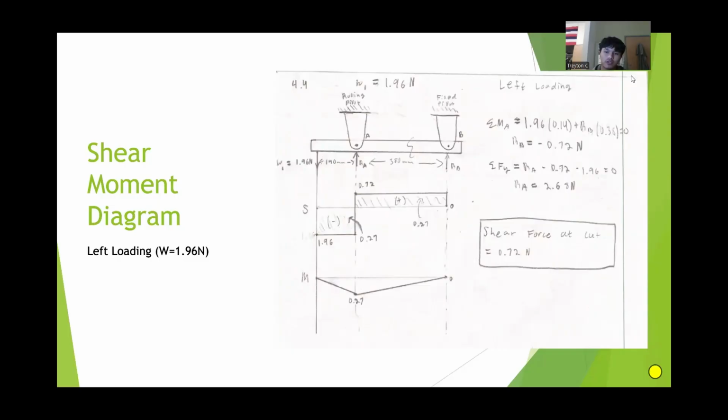So this is basically the same thing. I think we had six different weights hanging on the left, but I just did two diagrams here to show as examples. This one is a weight of 1.96 newtons, and we got a shear force at the cut of 0.72 newtons if we go directly down from the cut.